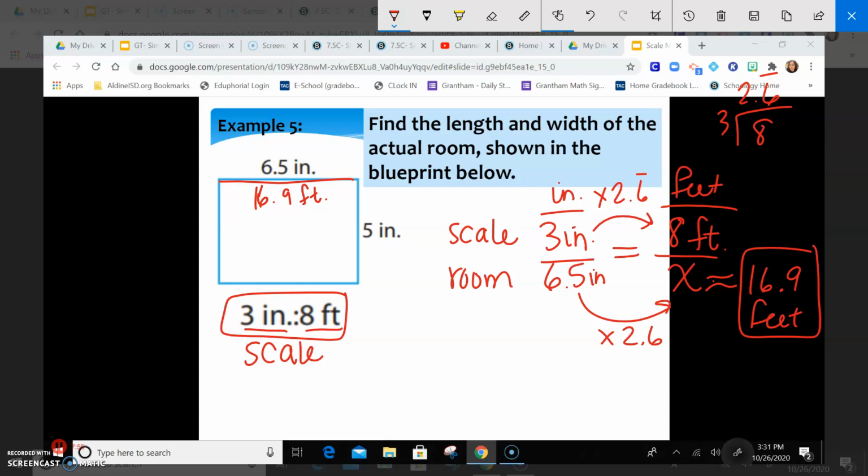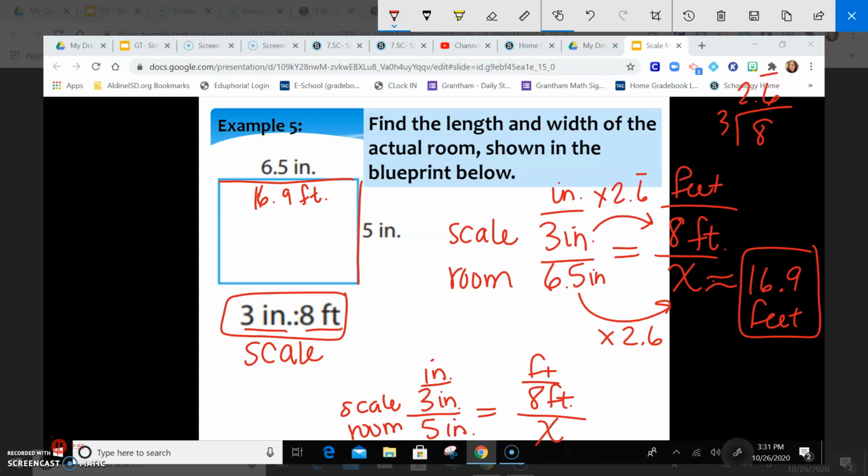So we have one more dimension for the bedroom that we're looking at. So we're going to set up one more proportion. Again, we have our inches on one side, our feet on the other side. And we're going to use scale again, and the room again. So in my scale, I have 3 inches, and I also have 8 feet. And then the other measurement I have is the 5 inches for the room. So I'm going to put the 5 inches underneath my inches label. This will be my X value that I'm looking for. I'm trying to find the feet for that room.